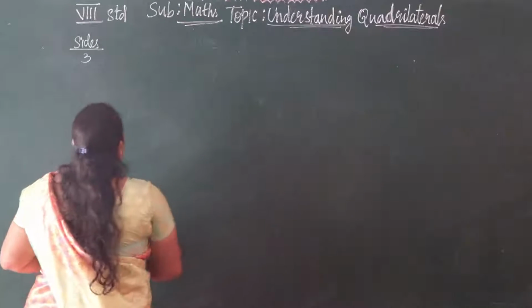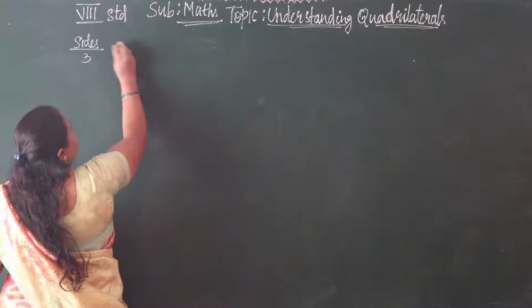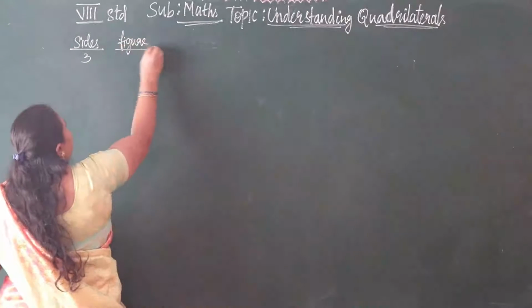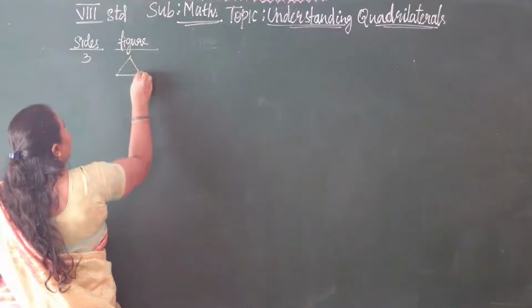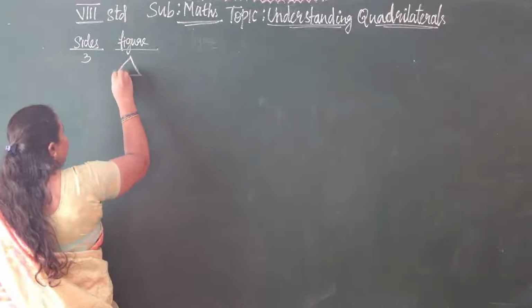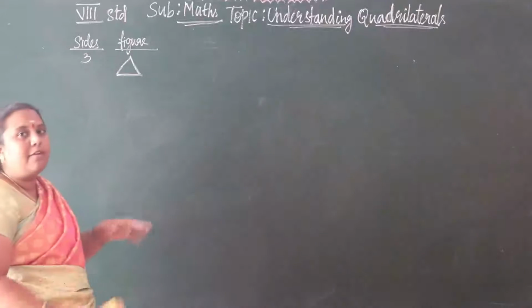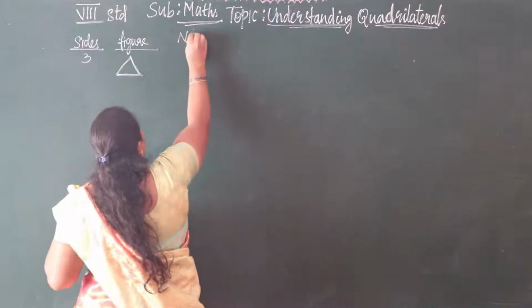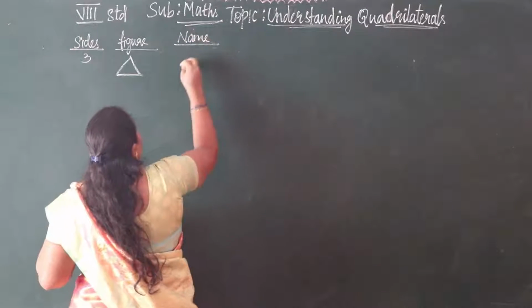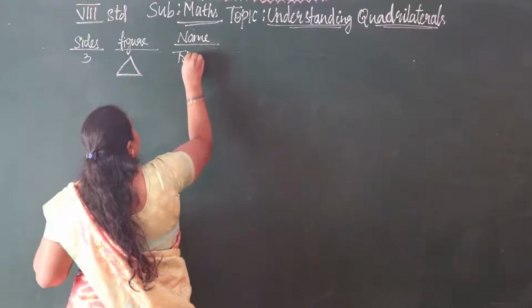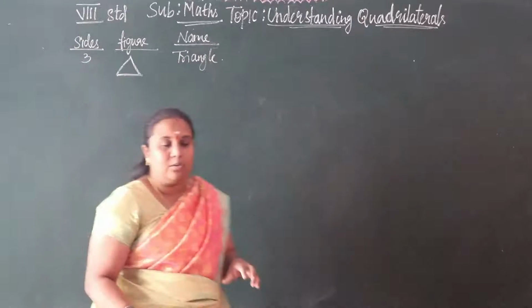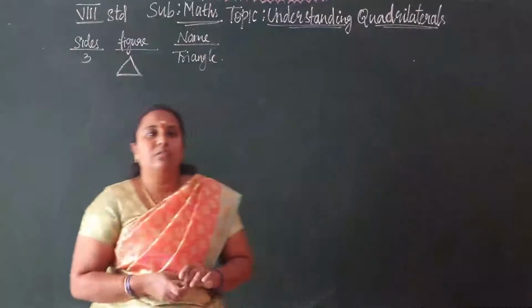Is it right? Okay, so then that is the figure. We can draw a figure here. So this is a triangle. Okay, can you see it now, children? So this is the polygon with the least number of sides, and what is the name of the polygon? This is a triangle.